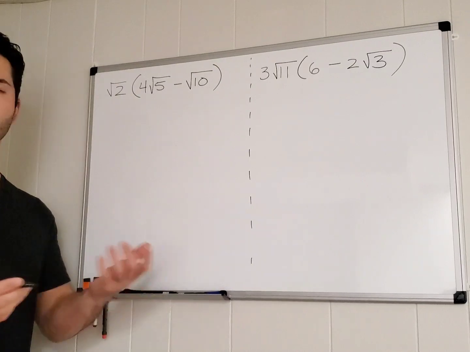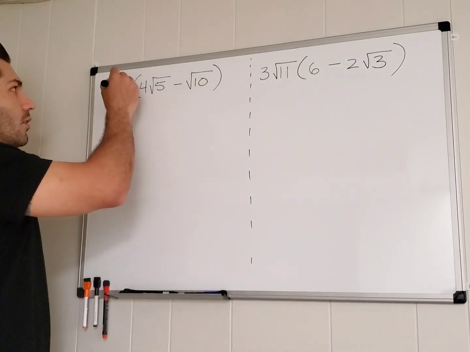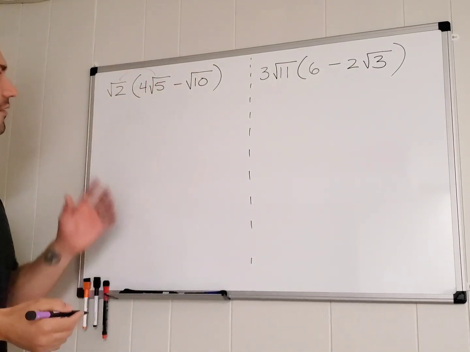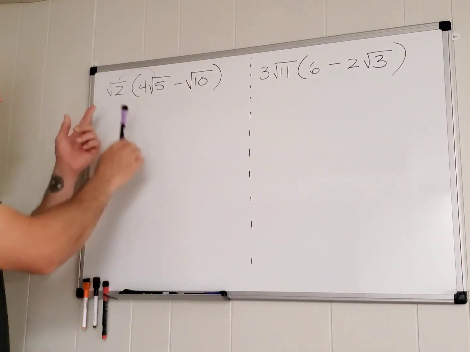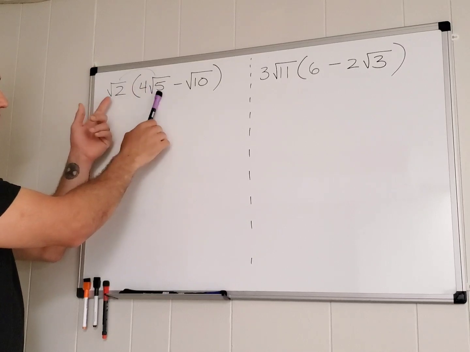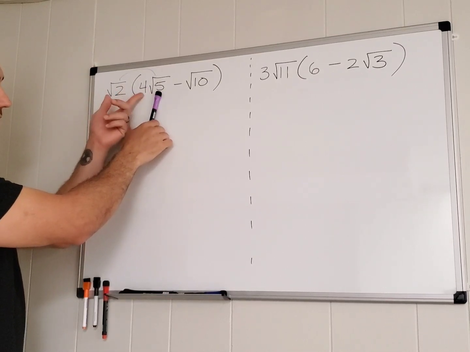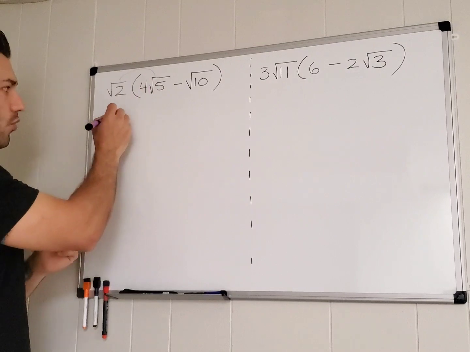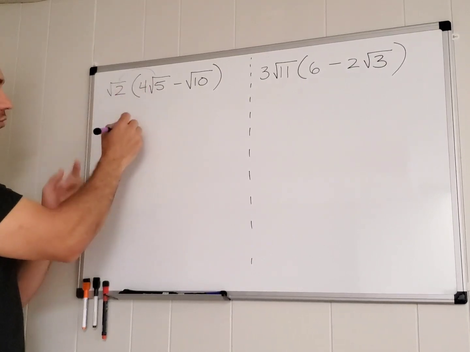Distributive property is just multiplying on steroids. Radical 2 times 4 radical 5. This is where you have to just make sure you pay attention. Numbers with numbers, radicals with radicals. That's a radical 2, so I can multiply by the radical 5. But that 4, there's nothing to multiply with, so it stays 4. This would be 4 radical 10.